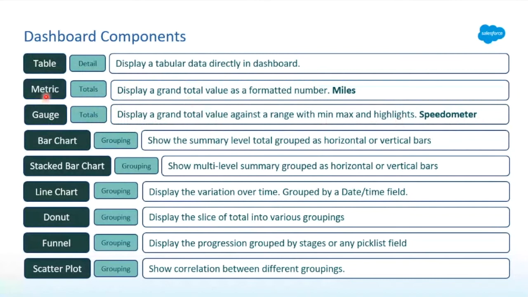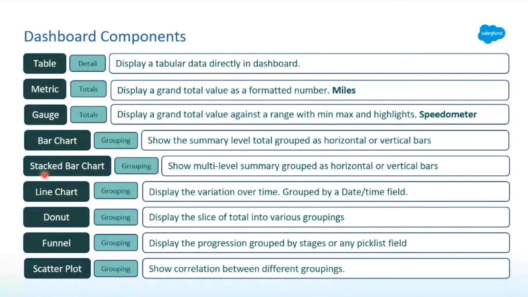When you want to format a number and show it, you can use the formatted number using metric. So metric will show that number in a formatted way. Then comes the grouping data. These are the charts which we have in the report as well. These are the chart features which show the grouping data. You have the bar chart where you want to do summary level grouping, either in horizontal or vertical bars. So that is the bar chart.